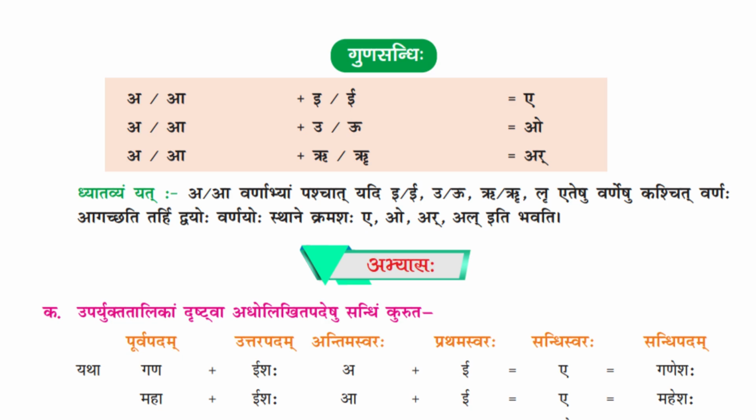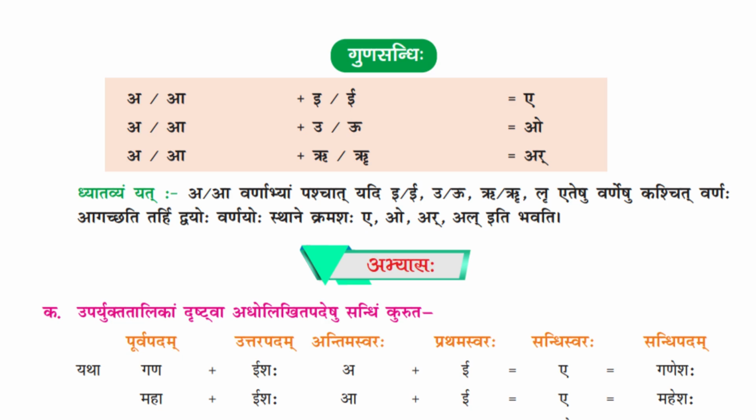That is, when we write a plus e, it is read as a. In the English language also, it is the same. A plus e gives a. A plus u: how do you write a and u in English? It can be read as o. And a plus r: when you write a and r in English, it will be read as r. That is ar.